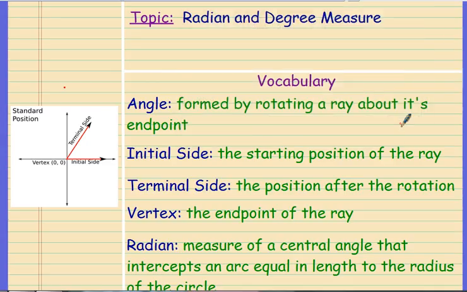All right, so we're talking about radians and degree measures today. These words should be familiar to you. Nothing up here should be new. So we're talking about an angle. What's an angle?